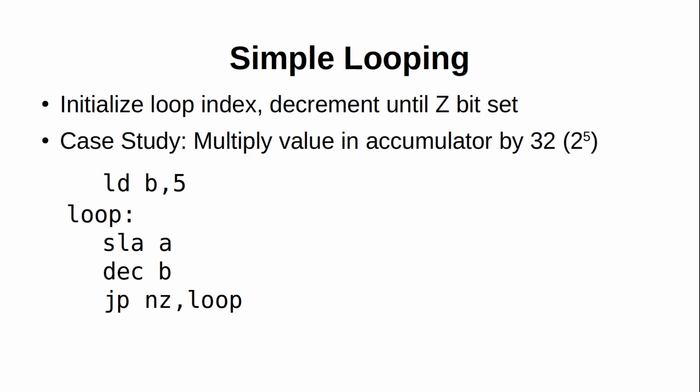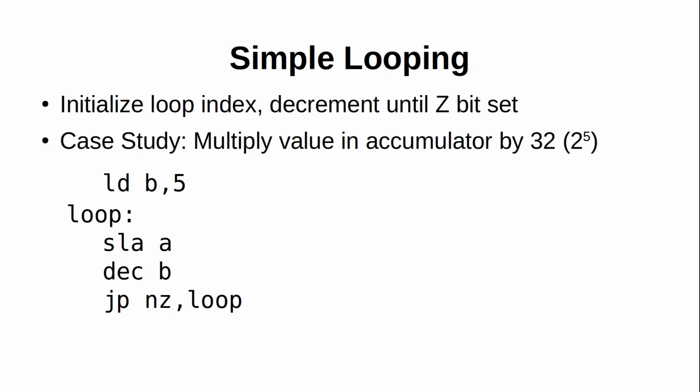Here we see how we can use the Z bit to multiply the value in A by 32, which we can accomplish by shifting it 5 bits to the left. So we could do 5 straight SLA A instructions, or we could do a loop that does SLA once per iteration 5 times. So we preload B with 5, then have a label for the beginning of the loop iteration. After the label, we do a single SLA A, which will shift the value in the accumulator 1 bit to the left, filling in the lowest bit with 0.